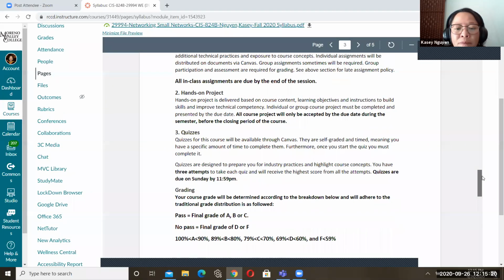Then we will have weekly quizzes, and mainly we will have at least 3 quizzes throughout our sessions. I often set up the quiz with a due date. Since we meet on Saturday, I usually give you a week and you have 3 attempts in your quiz. The best of the 3 attempts will be recorded as your score.